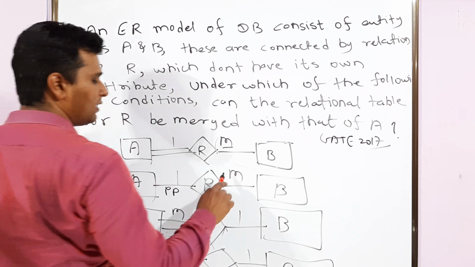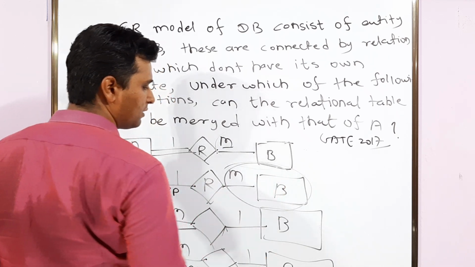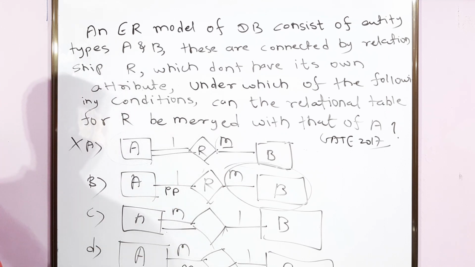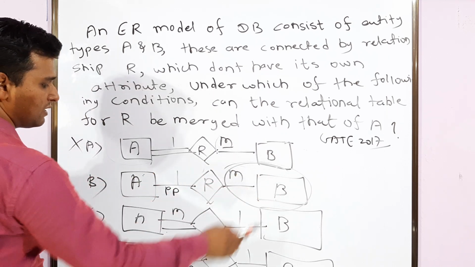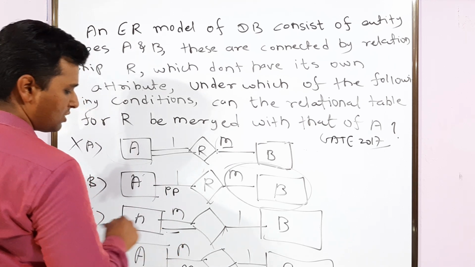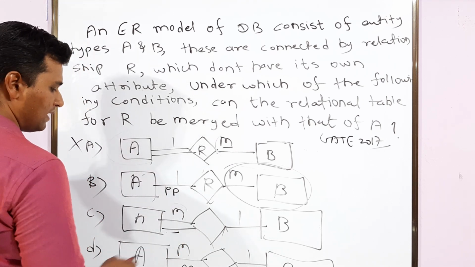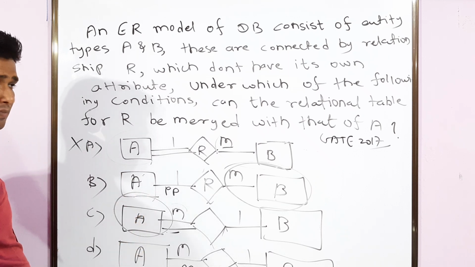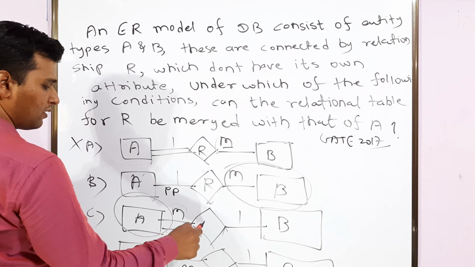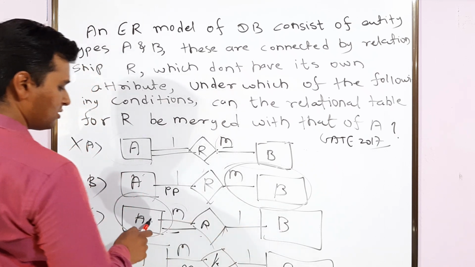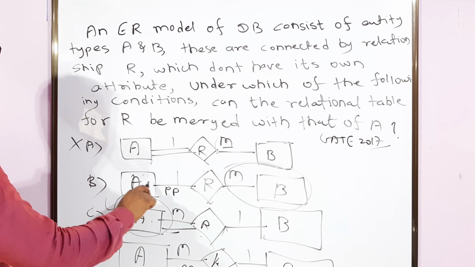So this time we are going to modify the B table, the B entity, and we will add the attributes of A if it has any, and we will add the primary key of A in this side table. Now C option has total participation as well as the many side. So this time we can modify this A entity, merge R with it, and add the primary key of B into this table as a foreign key. So this is the correct option.